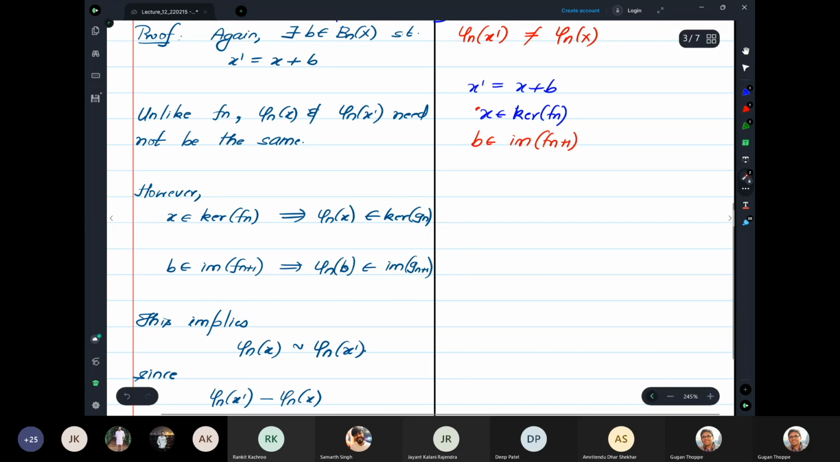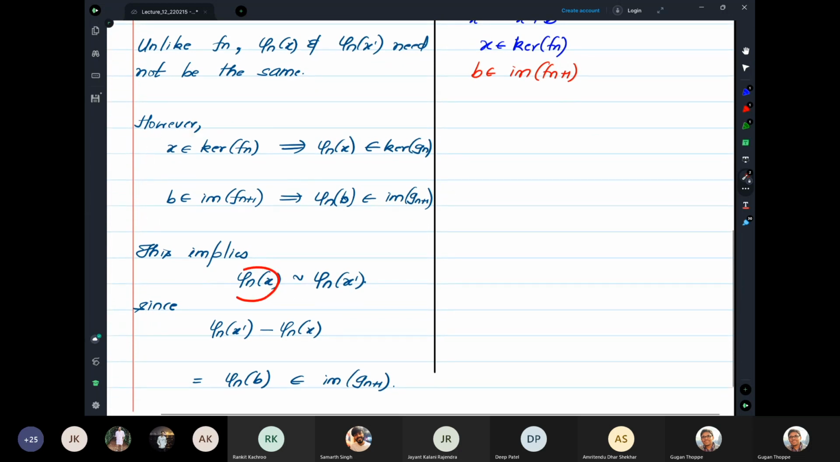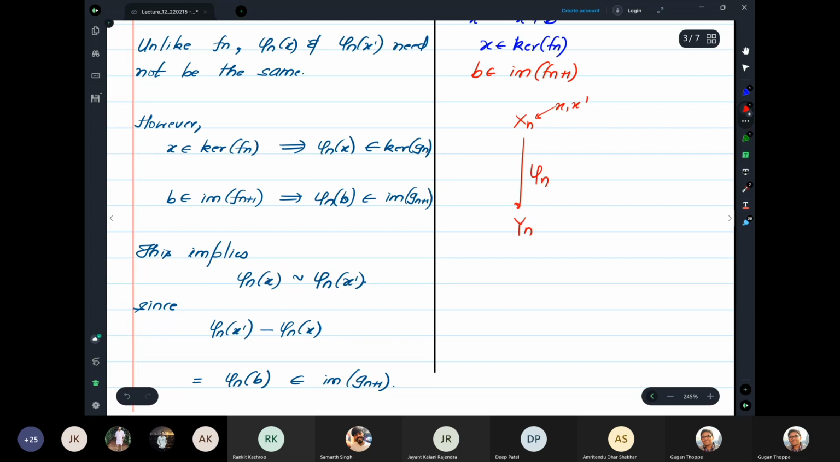This just follows from the fact that x lies in kernel of fn and b lies in image of fn plus 1, right? So as soon as I state these two conditions, it immediately follows that phi n of x must be equivalent to phi n of x prime. Now, first you have to understand what is this equivalence that I'm talking about. The first thing to notice is that there is xn here, and x prime belongs to xn, and then there is yn at the bottom. There is phi n here. So phi n of x and phi n of x prime lie over here.